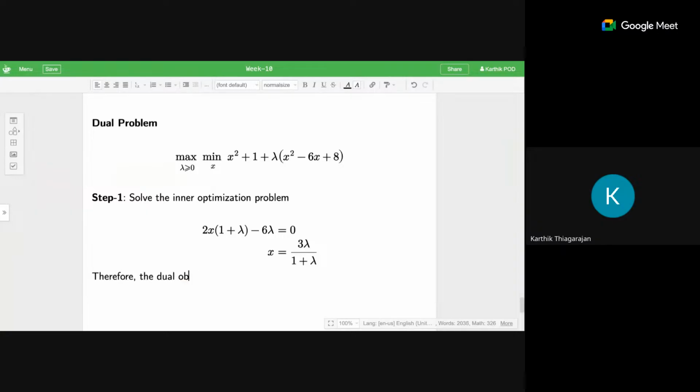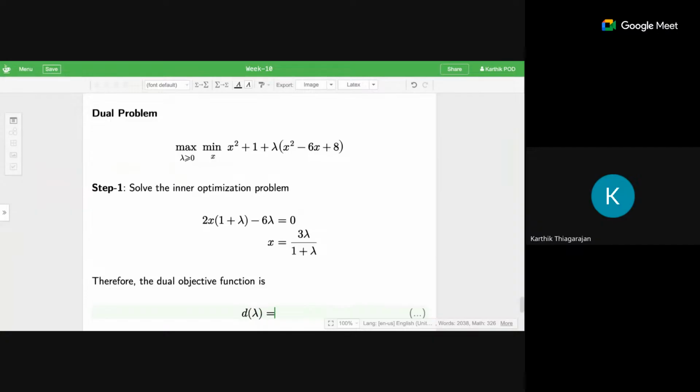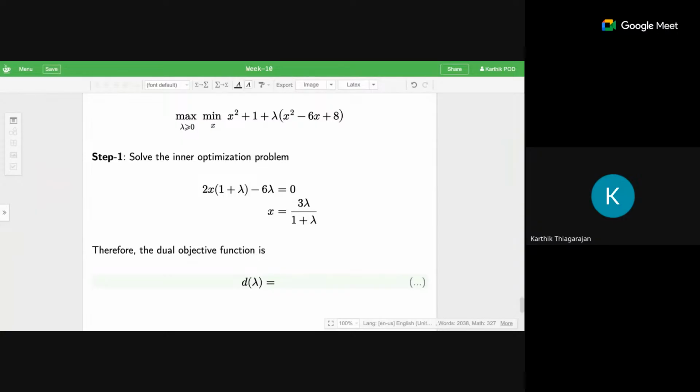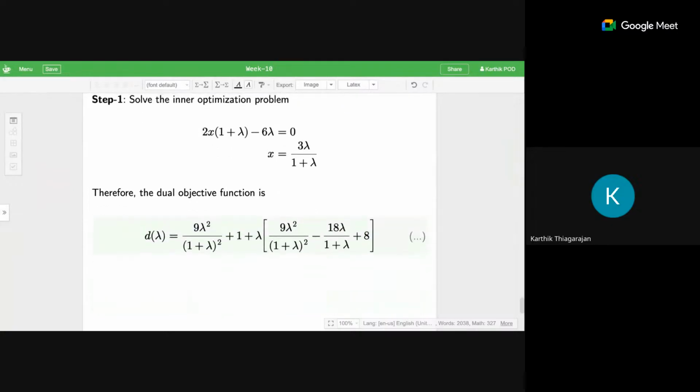So therefore we can formulate the dual objective function. The dual objective function is given by d of lambda is equal to, you have to plug in the whole thing. So this is like x square, right? So this is 9 lambda square by 1 plus lambda whole square plus 1 plus lambda into, so once again, 9 lambda square by 1 plus lambda whole square, minus 6 times 3 lambda, that is 18 lambda, by 1 plus lambda, plus 8. Okay, so this is what you end up with.